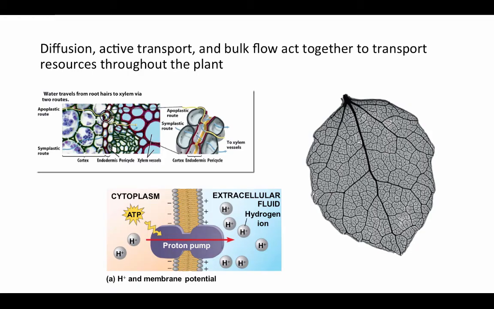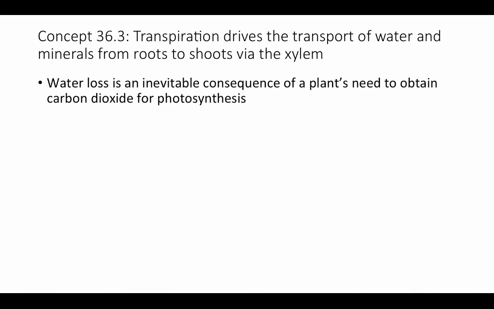So remember that we said diffusion, active transport, and bulk flow act together to transport resources throughout the plant. And so if we look at the bulk transport part of this, the transport through all of these vessels throughout the plant that we can see here in the leaf, we're going to see that all of these mechanisms play a role in the bulk transport of water and solutes throughout the plant. And it's going to do this through a process called transpiration.